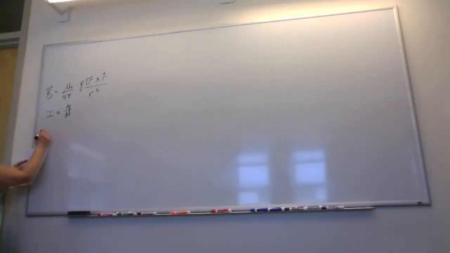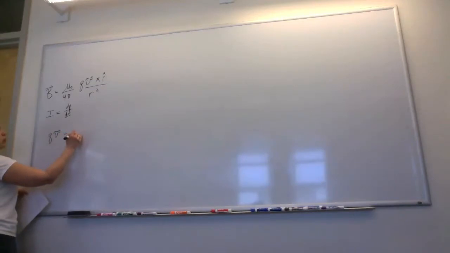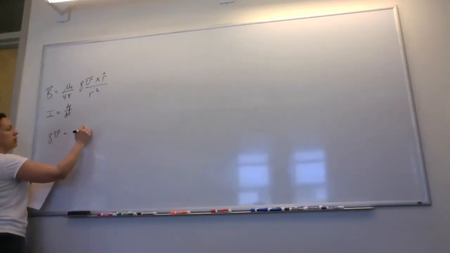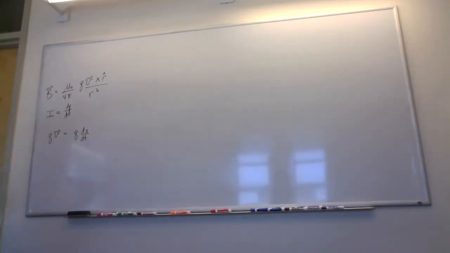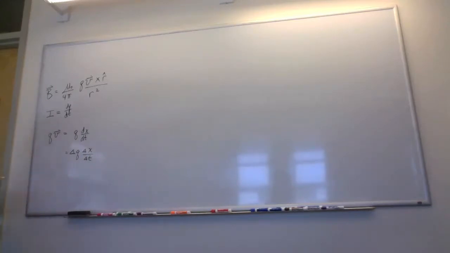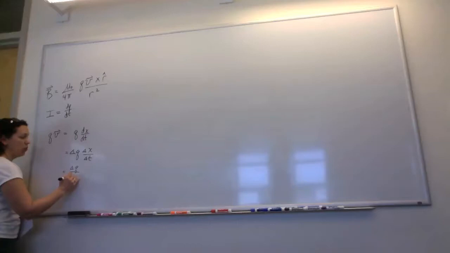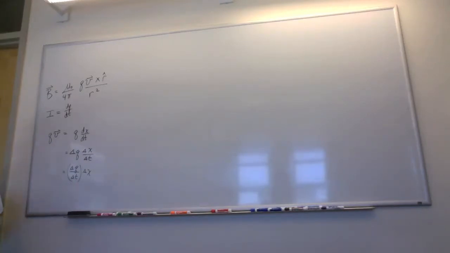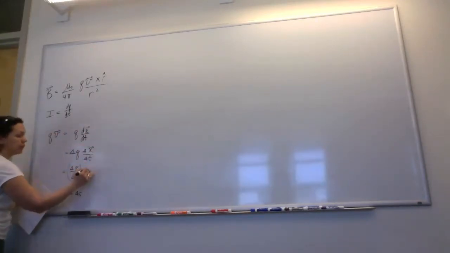If I have this point charge here and it's moving, then I have Q times V, which is equal to Q times dx/dt. Now I'm going to back off a little bit and talk about how much charge is moving over what distance in what amount of time. I'm going to rearrange that as delta q over delta t times delta x. And now what I've got is the current times delta x.